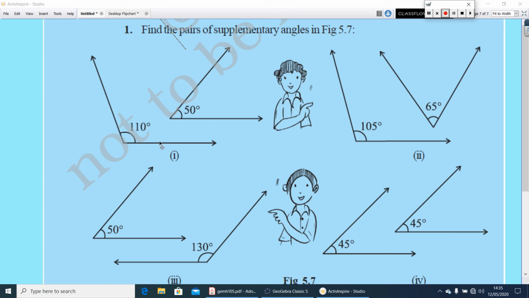Let us look at the first question. One angle is 110, another angle is 50. If you add these two, you are getting 160 degree. That means they are not supplementary. So you can write 110 is not the supplement of 50 degree, or simply write not supplementary. Do check the other pairs also. Draw these figures and write the answer.